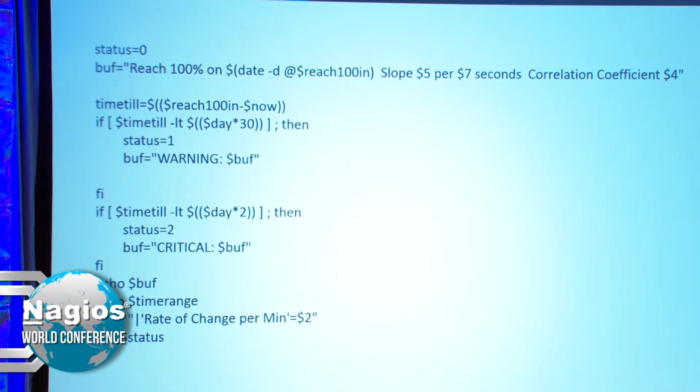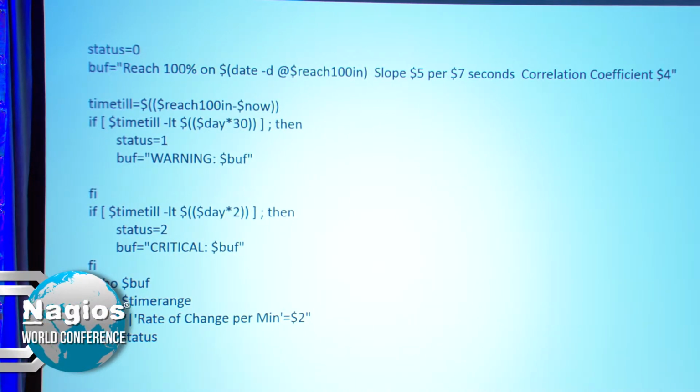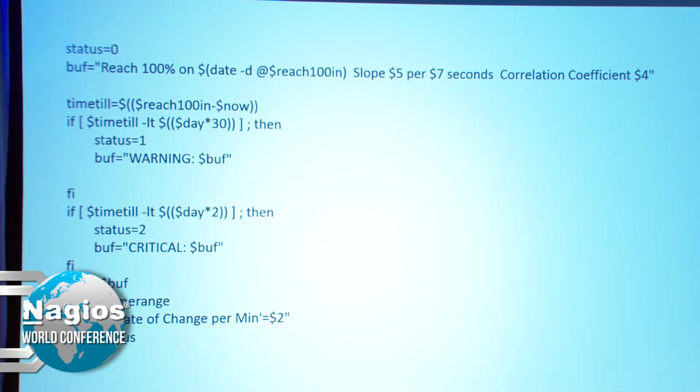Okay, so we can say, hey, we're going to reach 100% at this date and time. There's also another check that says, hey, your trend's downward, you're not going to cross it. I don't have that. This is cut and paste. It doesn't show you everything. Then we calculate the time to reach. Oh yeah, minus now, of course.